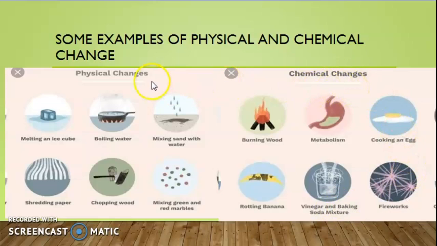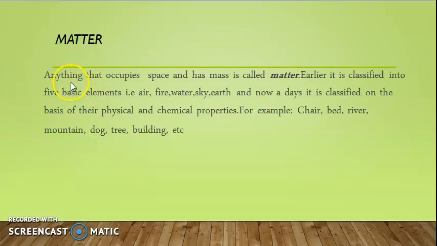Till now we discussed physical change and chemical change. Now we will discuss our main topic about matter and its characteristics. So let's just see. We will start with the definition of matter. Anything that occupies space and has mass is called matter. Earlier it was classified into 5 basic elements, that is air, fire, water, sky, earth, and nowadays it is classified on the basis of their physical and chemical properties.